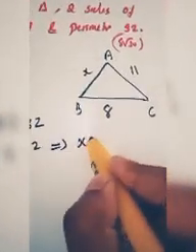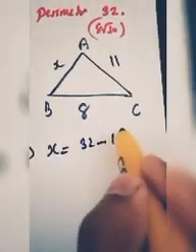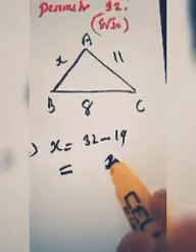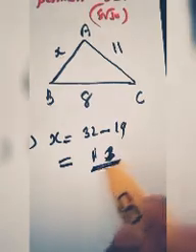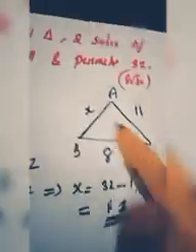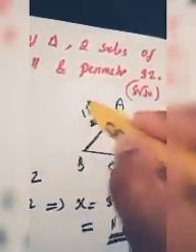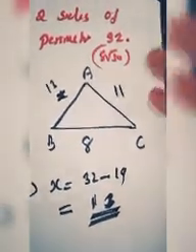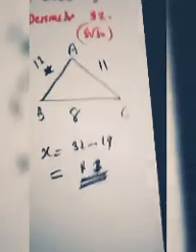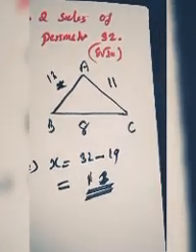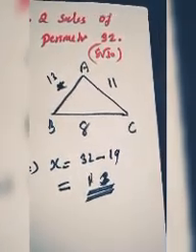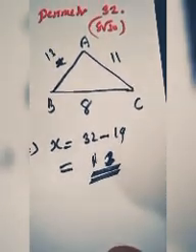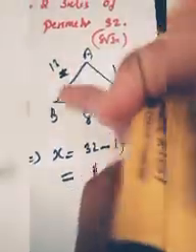What will be x? 32 minus 19. What is 32 minus 19? I think the answer will be 13. So the third side we got is 13. Now we have all three sides. Just calculate the area by using Heron's formula. So as I said, the first task is over because we calculated all three sides.